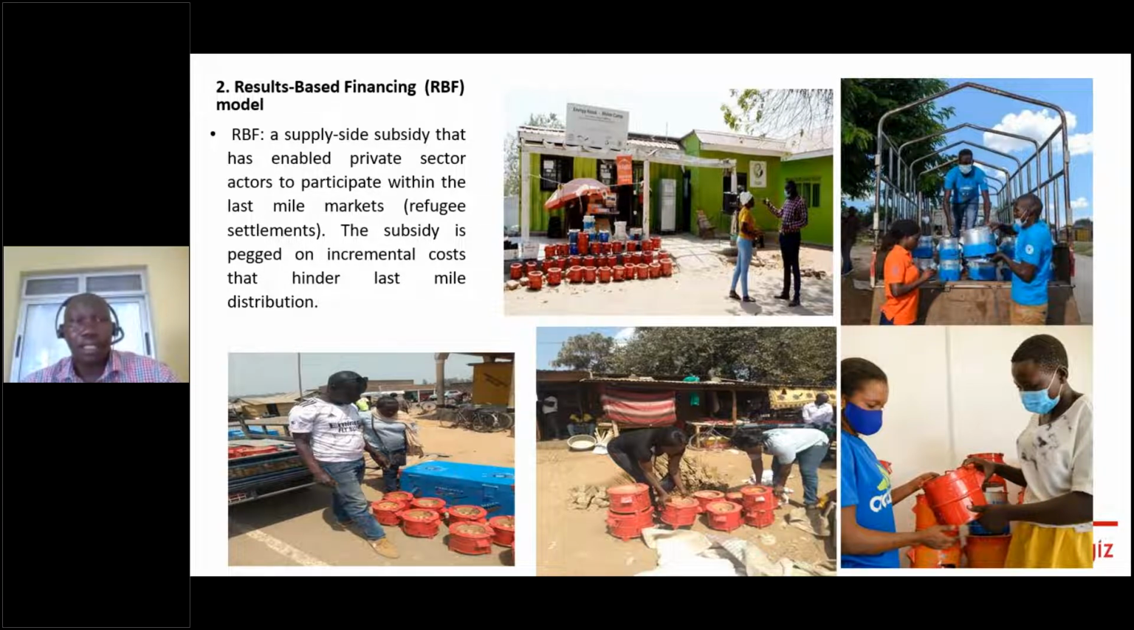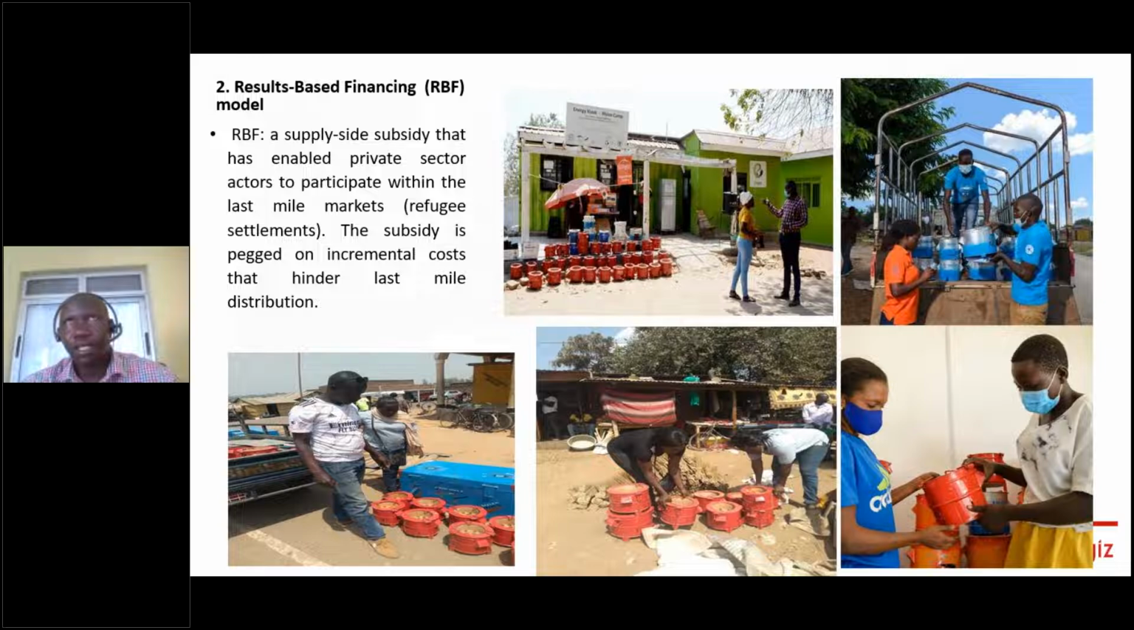Here we looked at the incremental cost in the last mile distribution of these products there. So vendor systems have been developed through the data we got, because in the report we realized that there were no vendors for easy access of these products.